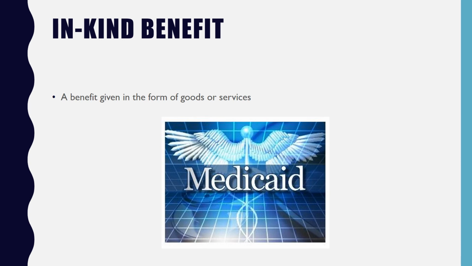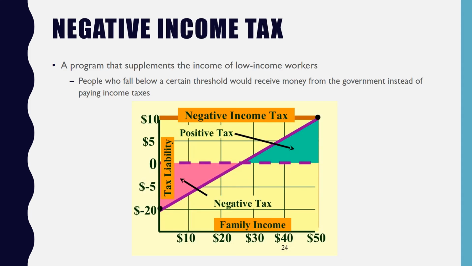We have another type of benefit which is called an in-kind benefit. So for Medicaid, for example, you don't receive a check. Nobody gets a check from Medicaid. People receive the benefit, which is going to be reduced costs for healthcare. So they are getting a good or a service. They don't actually get money. So an in-kind benefit is one that gives the benefit in the form of goods or services.